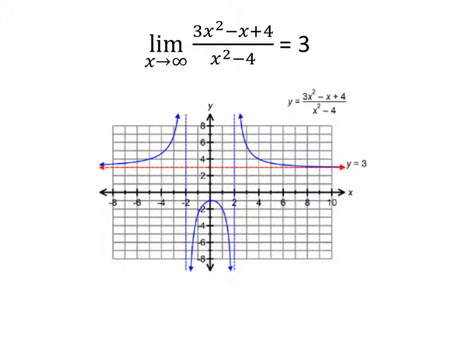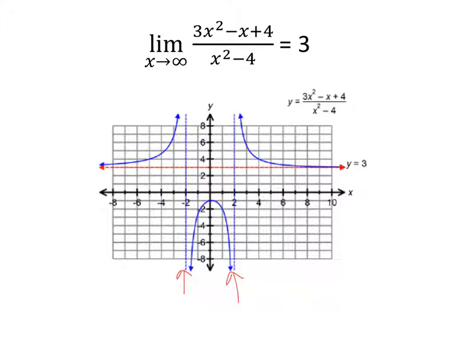All right, so here's that one we did before. We found the limit as x approached infinity of 3x squared minus x plus 4 divided by x squared minus 4. We found that that limit equals 3. So here it is, the blue is the graph. Notice we have vertical asymptotes at x equals negative 2 and x equals positive 2. That's when the function would be undefined. We'd have 0 in the denominator.